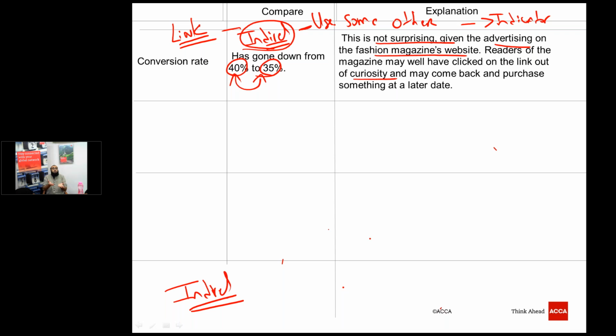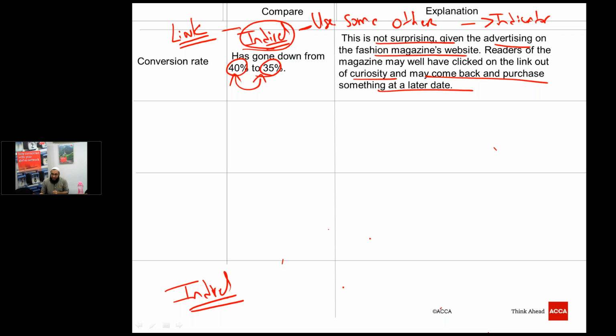What is conversion? Conversion means those who came, how many bought? Out of those who came, how many bought? This is conversion rate. The people who are visiting, are they buying or not? So the people who came from the magazine, there are chances that they will not make purchases because they just came to survey. They were on a magazine page and they just came to your website. So maybe they come back later and purchase.